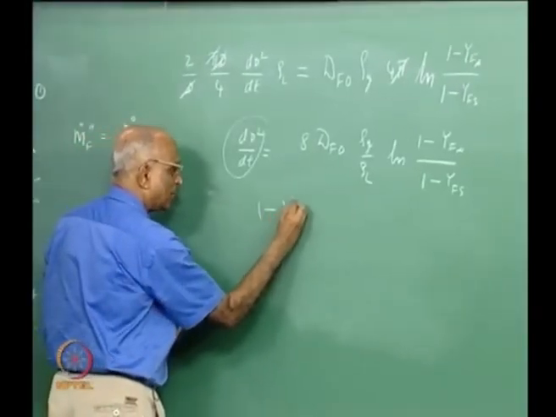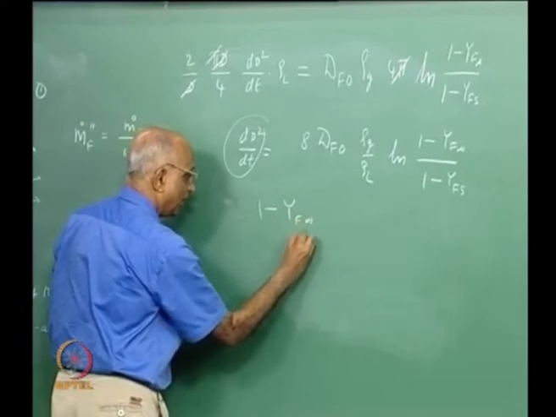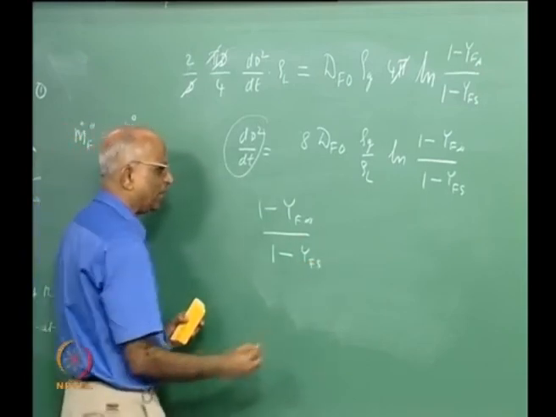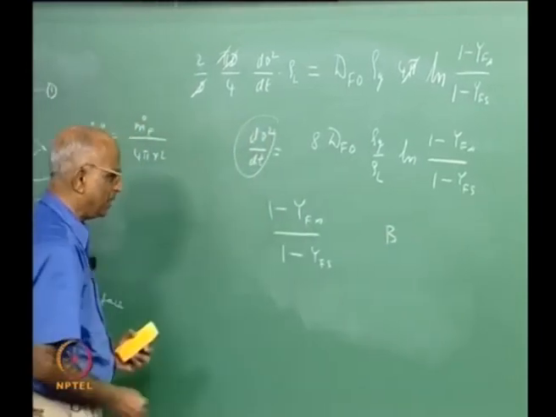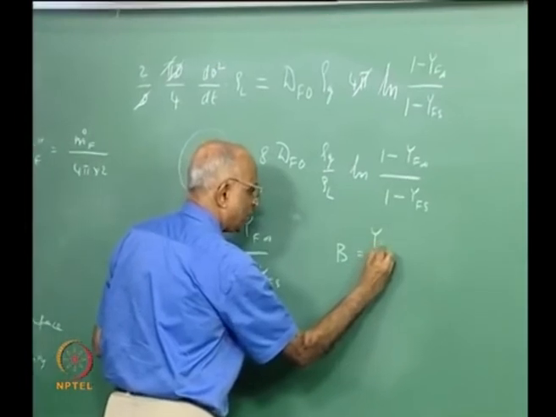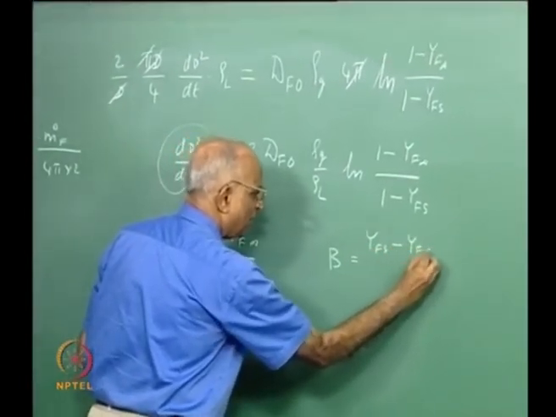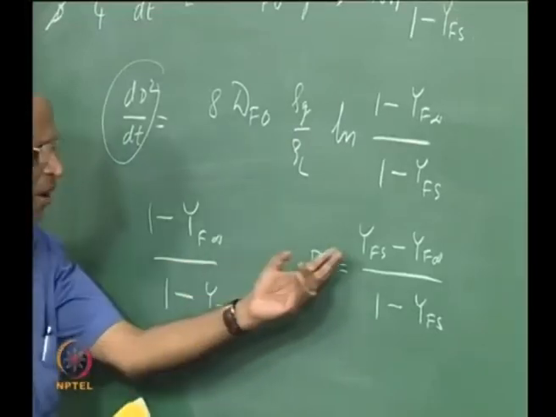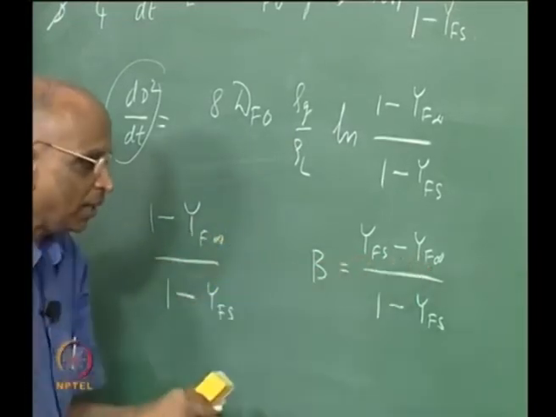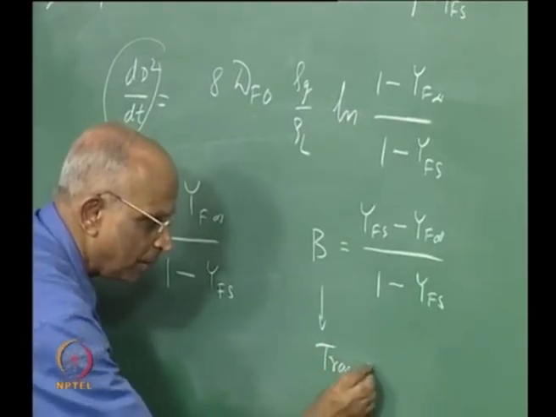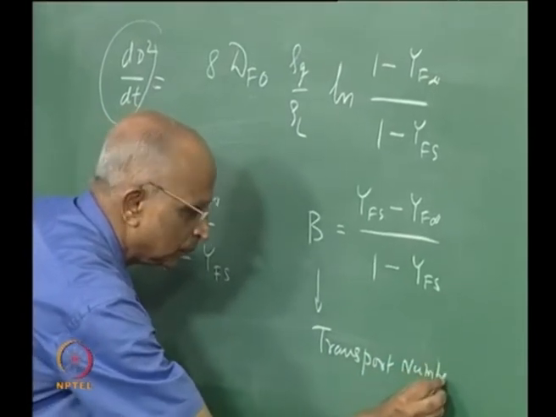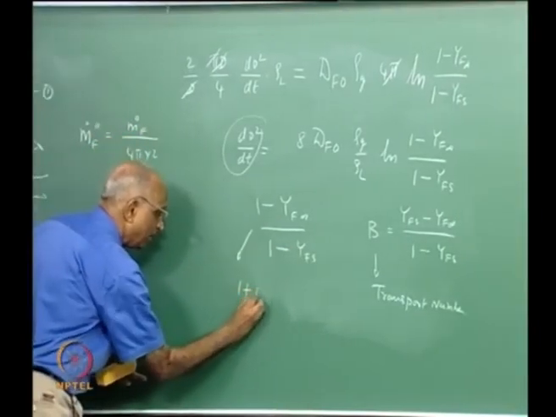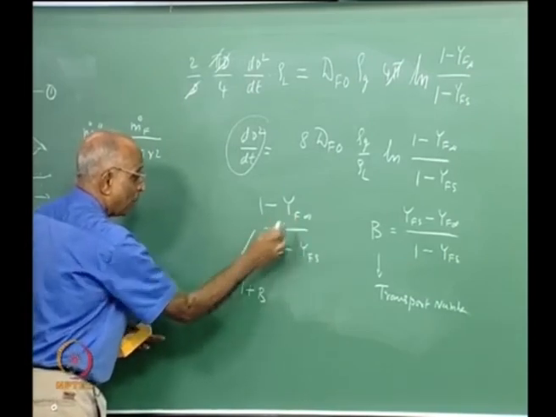I have a term 1 minus the mass fraction of fuel far away, minus 1 minus the mass fraction at the surface. Supposing I were to define a term B, equal to the mass fraction at the surface minus the mass fraction at infinity, divided by 1 minus the mass fraction at the surface. The difference between surface and infinity is something which is transported, so I call this the transport number. Then immediately, 1 minus f infinity into 1 minus fs, in terms of B, becomes equal to 1 plus B, because if I add 1 to it, I get y_fs minus 1 over here.